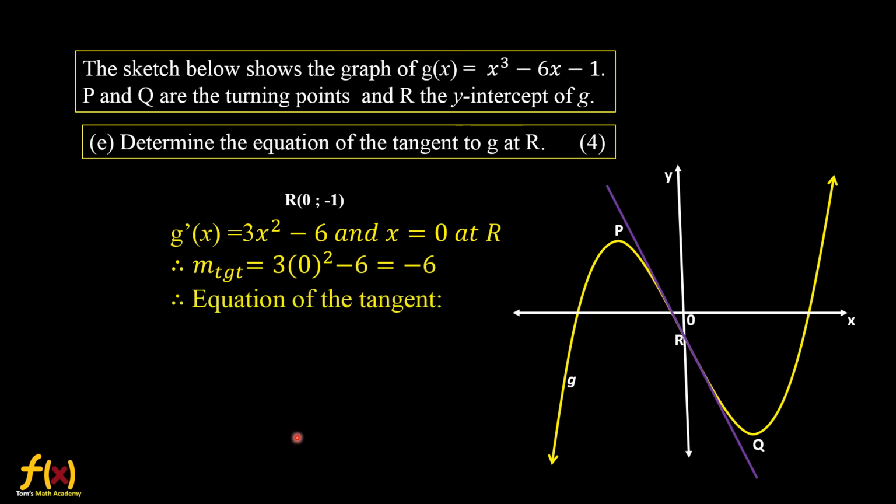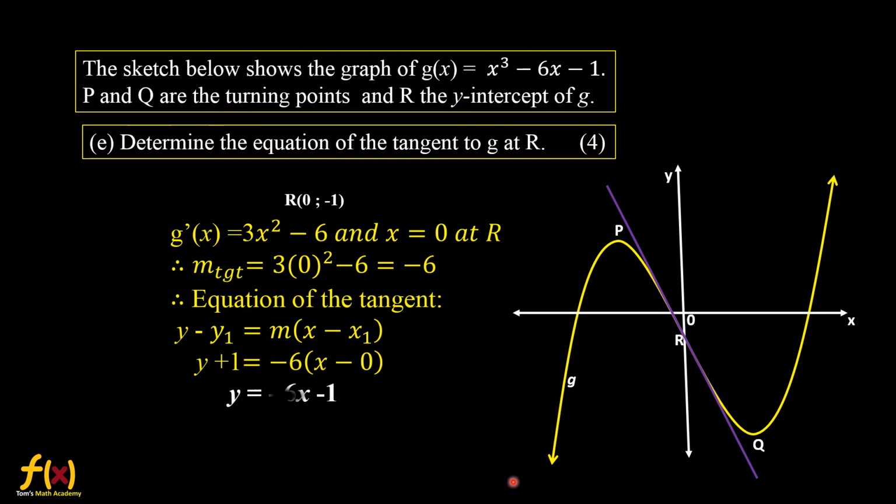So the equation of the tangent: use the formula and substitute the point R, simplify, and we get the equation of the tangent as y equals negative 6x minus 1. We have already done many questions, but remember that it's a very important question in your calculus.